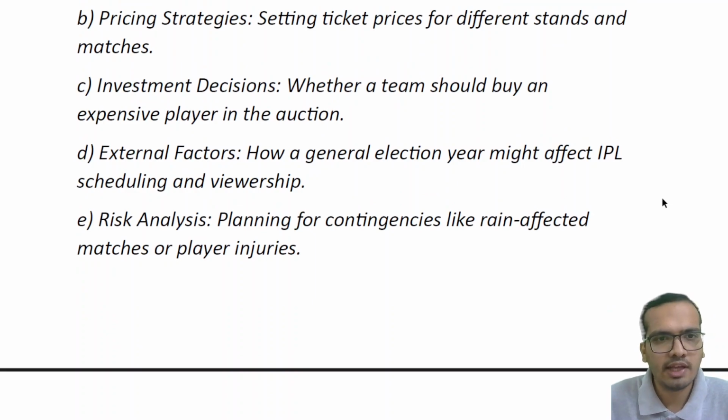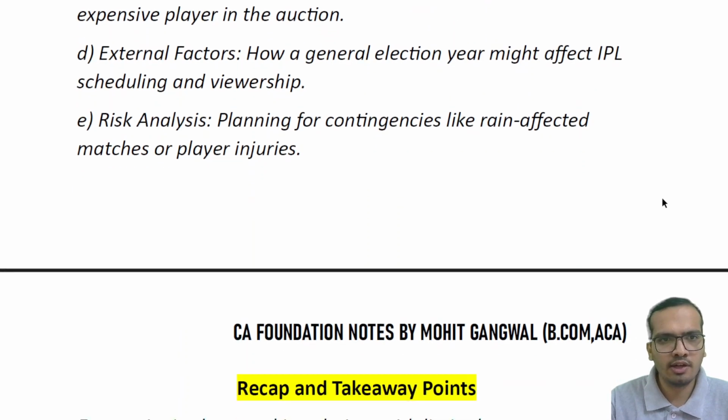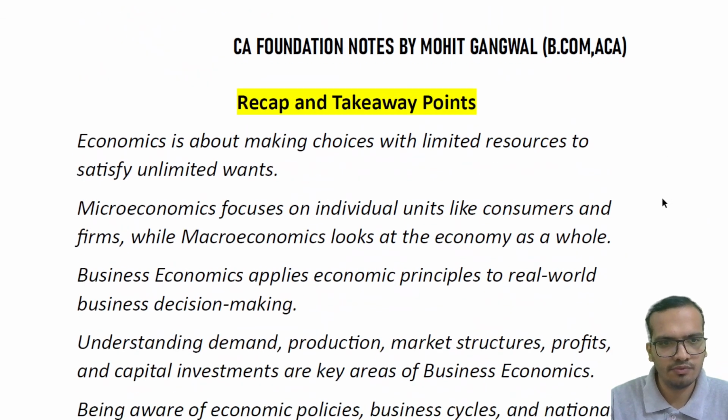Fifth is risk analysis, planning for contingencies like rain-affected matches or player emergencies. So based on the macro data, they can plan which location to play matches in, or whether they have any alternatives in case there is sudden rain during the matches.